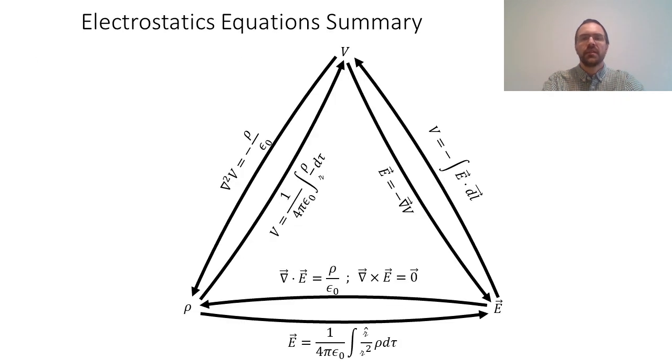So in the end, this concludes our relationships for electrostatics. We have three fundamental quantities: the charge density ρ, the electric field E, and the electric potential V. And we have established equations to go from one to the other in all possible directions.